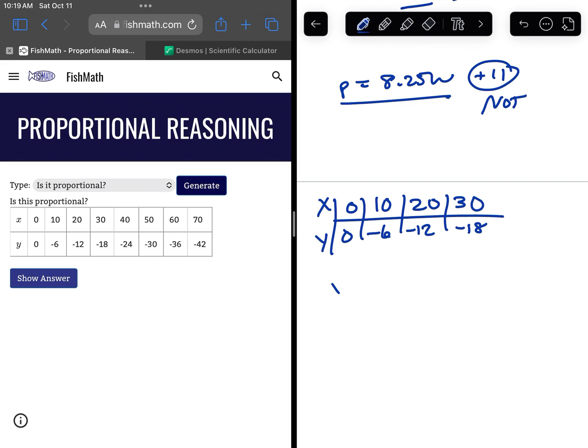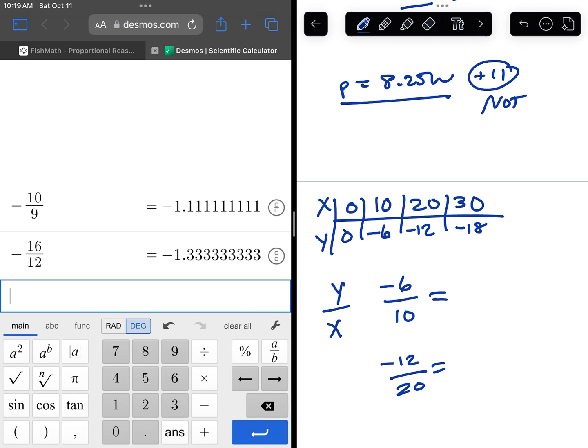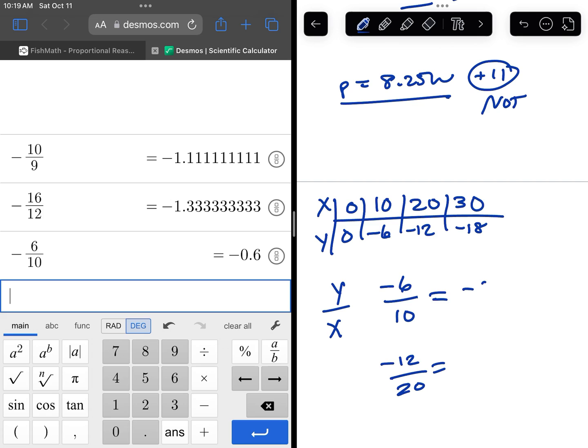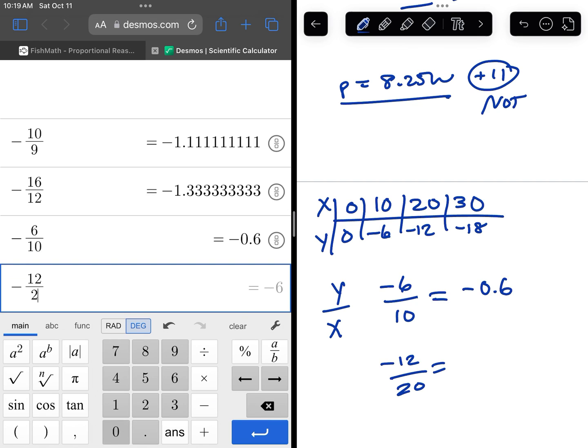So let me show you the thing I showed you before, y divided by x. Let's take our -6 divided by 10, and let's take our -12 divided by 20. If these have the same value, then we should have a proportional relationship. So -6/10 should not be surprising. And then -12/20, again, hopefully you notice that that's the same thing if you simplify the fraction.